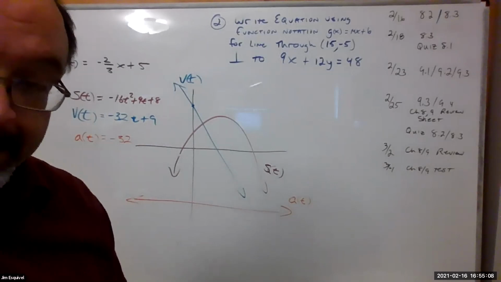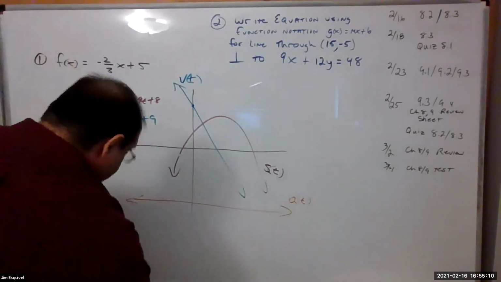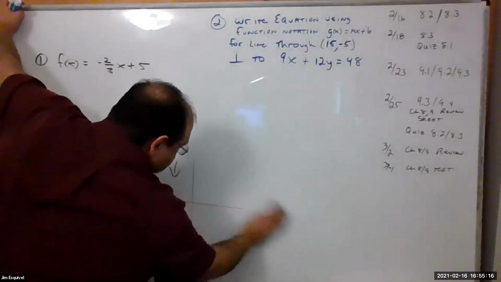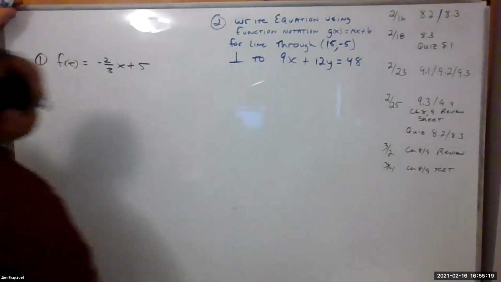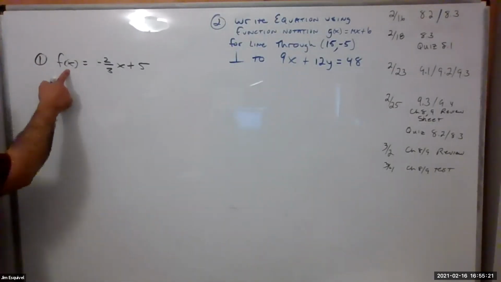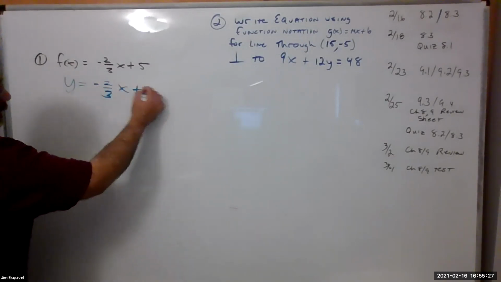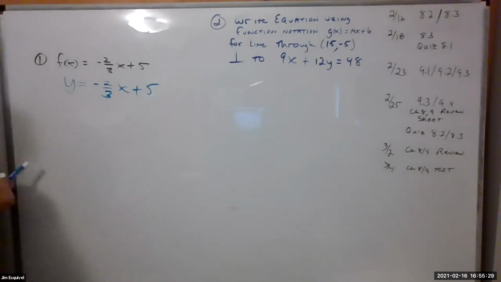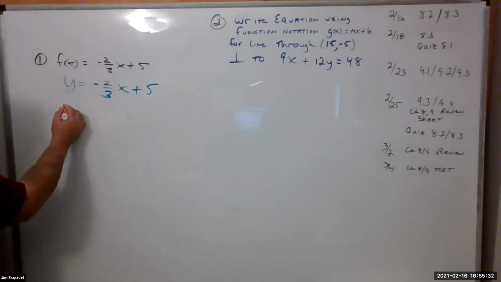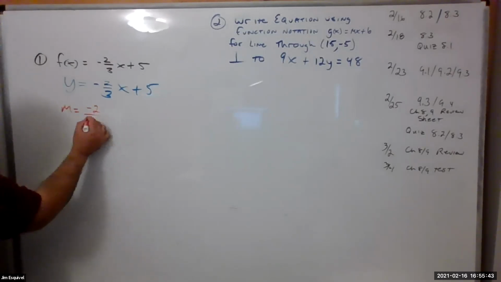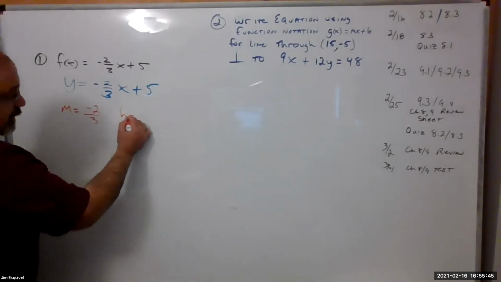Okay? All right. So now graphing this one. So recognizing that this is just the same as y equals negative 2/3 x plus 5. So realizing the slope of this line is, what is it? Negative 2/3. And the y-intercept is 5.